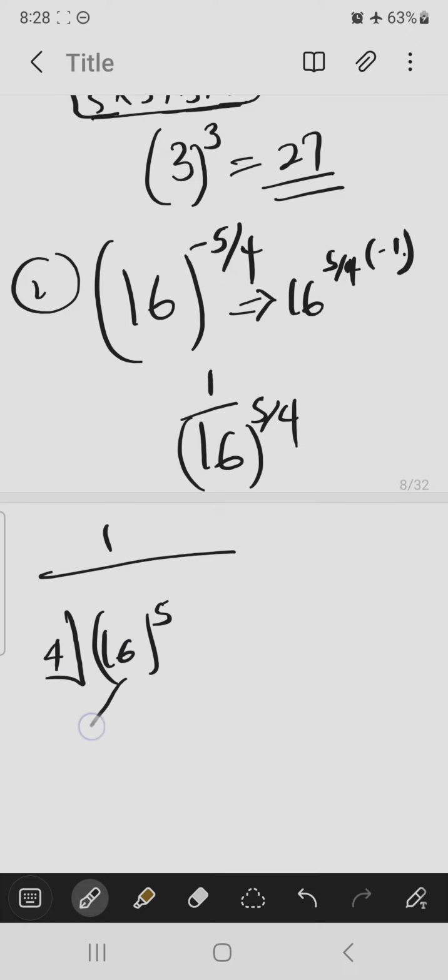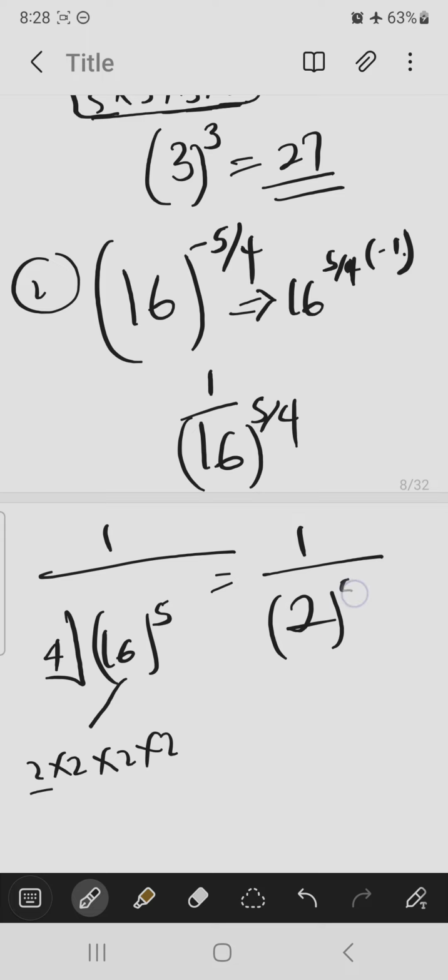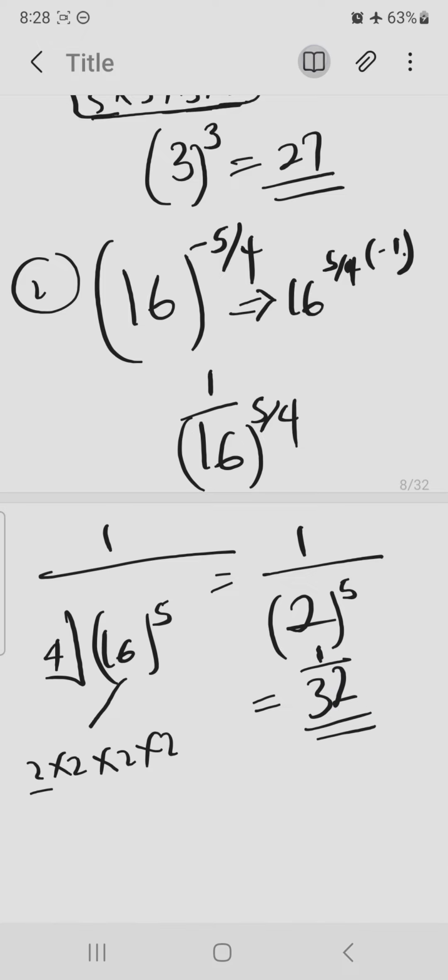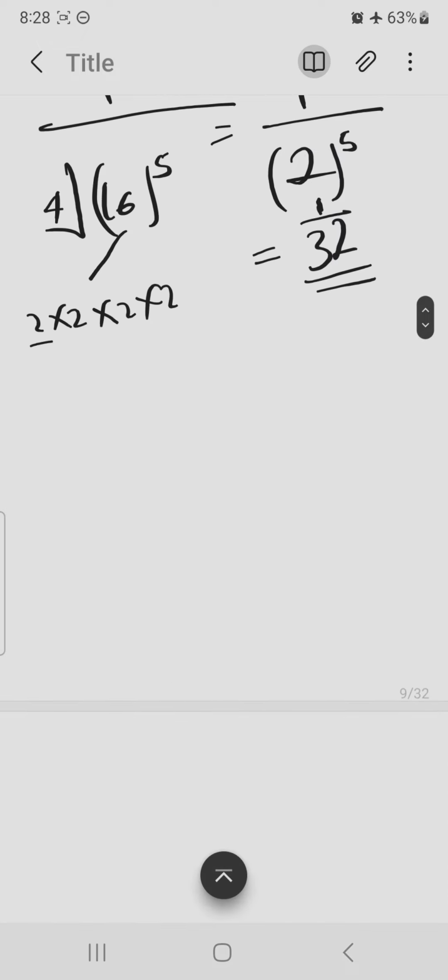The 4th root of 16 is 2 times 2 times 2 times 2. So you get 1 over 2 raised to what? 5. So 2 raised to 5 is what? 2 times 2 times 2 times 2 times 2, 2 in 5 places. So you get 32. So 1 over 32 is the answer here. And I hope I'm making sense.